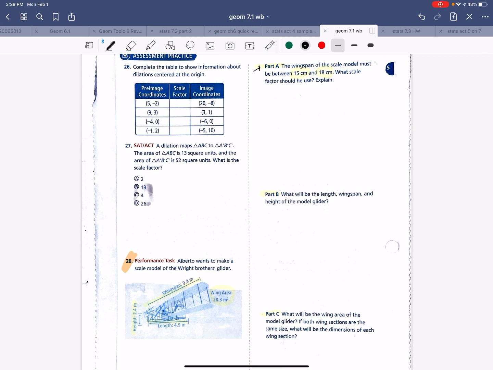So again, my old dimension times my scale factor equals my new dimension. So I could also say my scale factor is my new dimension over my old dimension. Notice I just divided by old dimension on both sides. So what scale factor can be used? My wingspan, 9.8 meters. And what is my old dimension? And that says 15 centimeters.